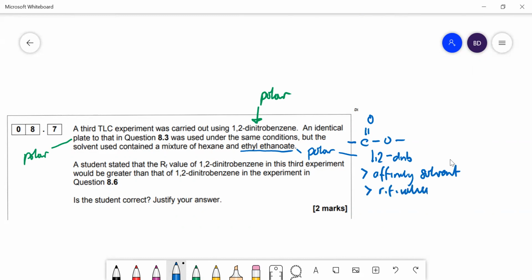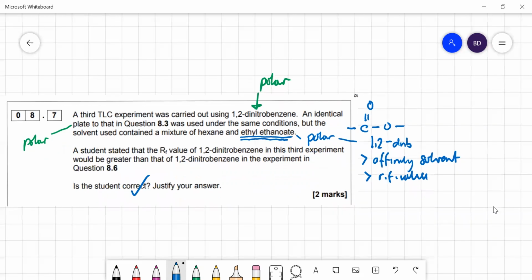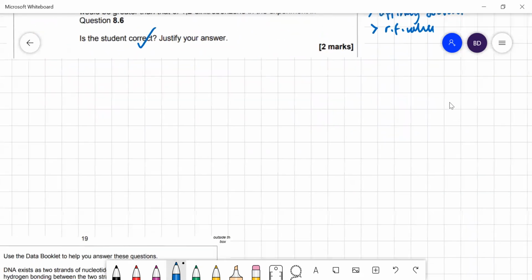Now it says here, the student says the RF value in this experiment would be greater. Is he right? Yes, he is right. Justify your answer. Well, 1,2 is a polar molecule. We've made the solvent more polar by introducing ethyl ethanoate. So it will travel further, so the RF value will be greater. Okay.